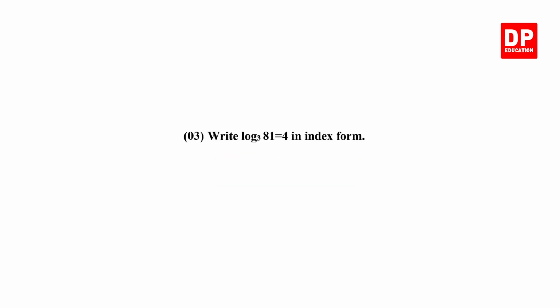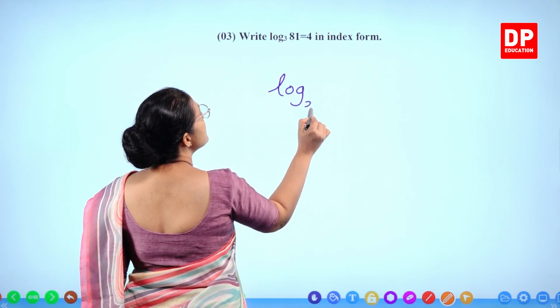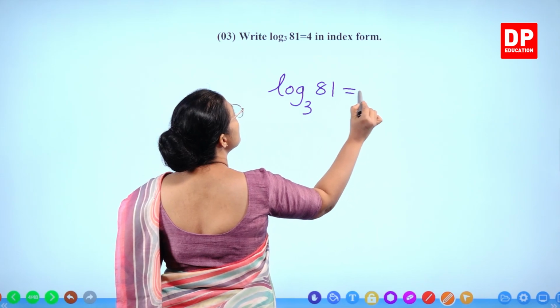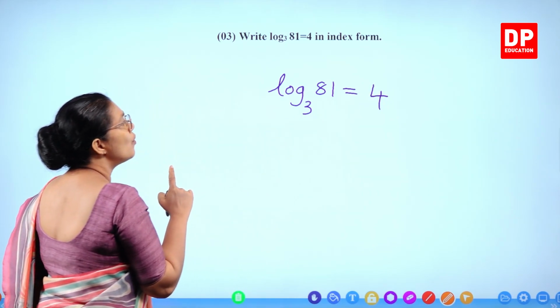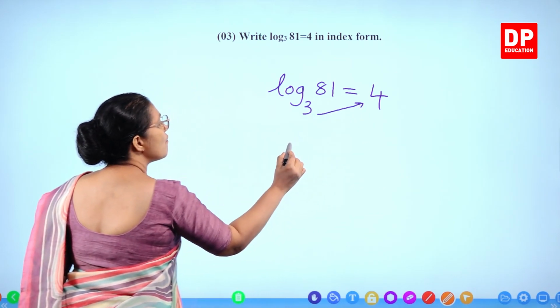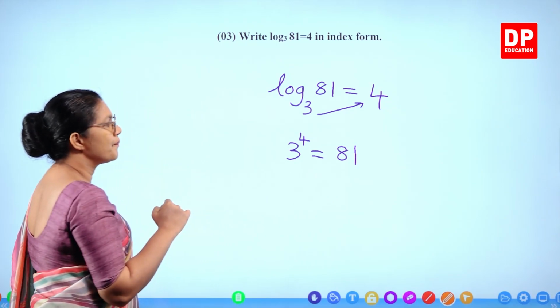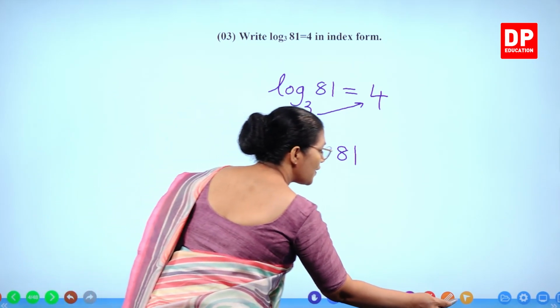Question number 3. Write log 3 base 81 equals 4 in index form. This is the logarithmic form. The base is 3, the number is 81, and the index is 4. So how do you write it in index form? 3 to the power 4 is equal to 81. You get 2 marks for that.